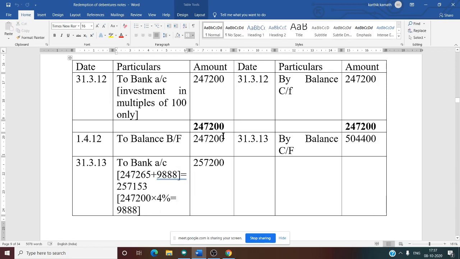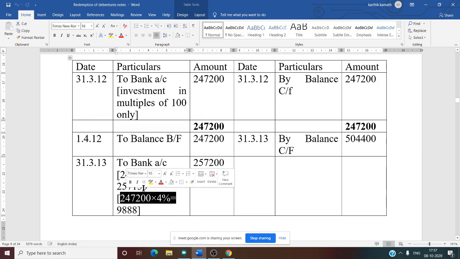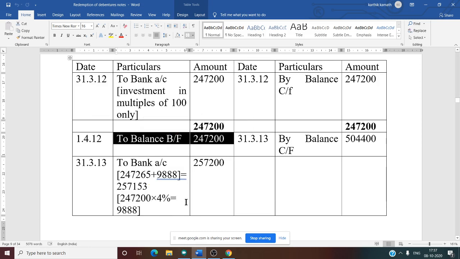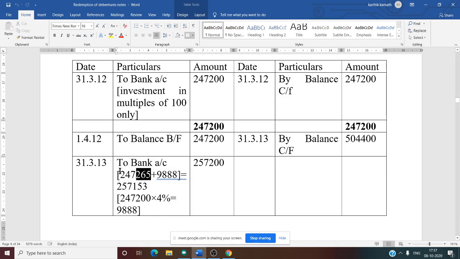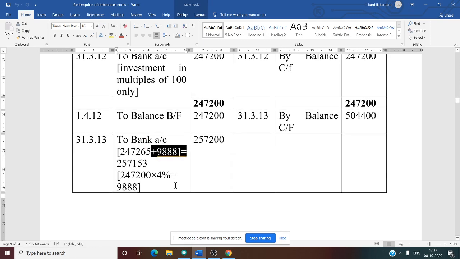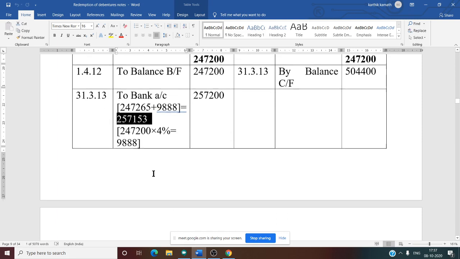On that balance, or else you can do it from here also, the opening balance of the second year, you need to take the interest. So take the interest on opening balance 2,47,200 into 4%. You will get 9,888. So P&L appropriation plus 9,888. What is the answer? The answer is 2,57,153.